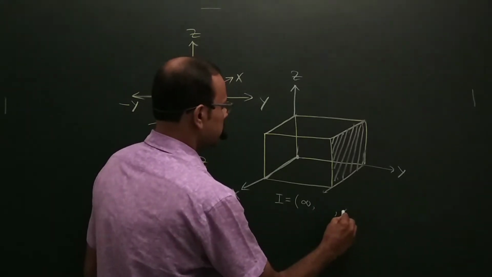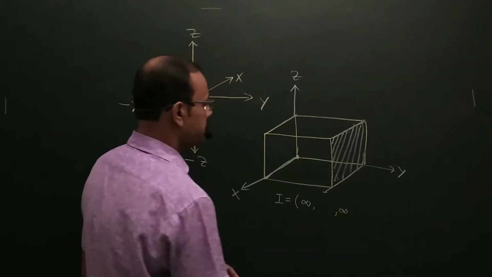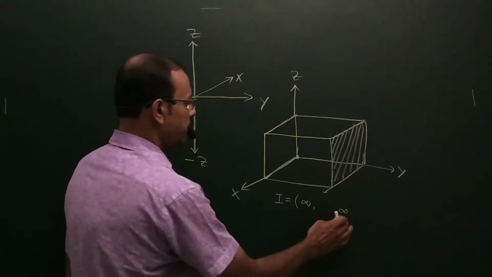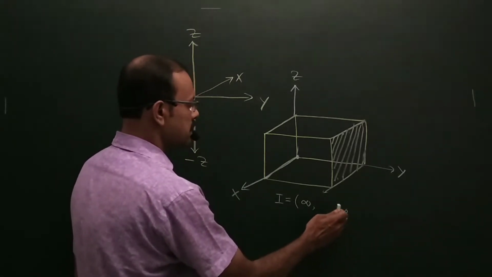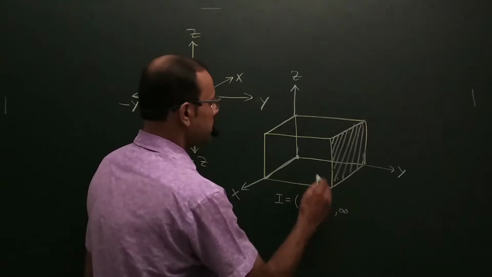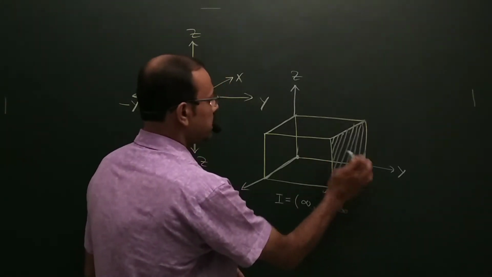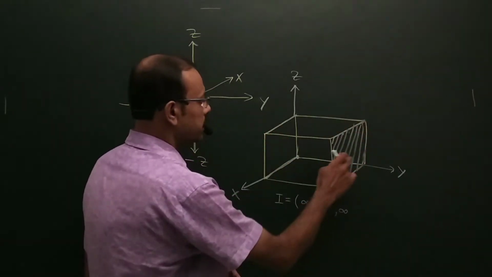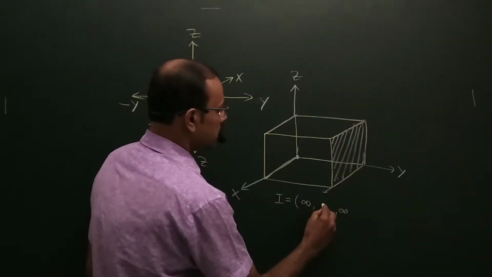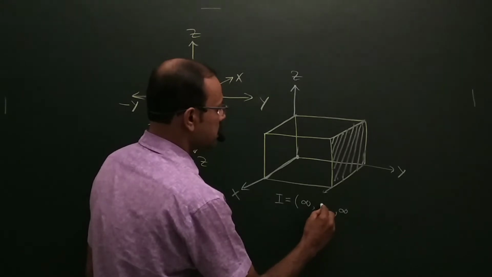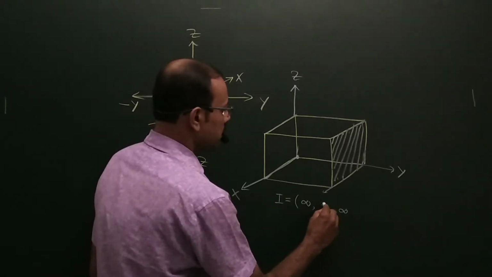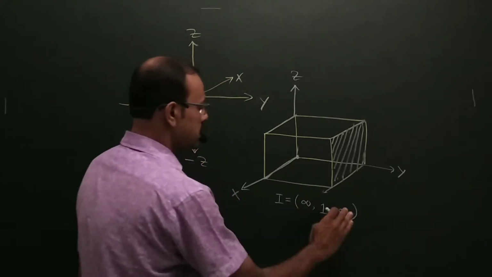So the intercept along the z-axis is infinity. That is, the integer or raised index is infinity. And you see the plane intersects the y-axis at unit distance, since it is a unit cube. Therefore, the intercept along the y-axis is given by 1. So this is the integer.